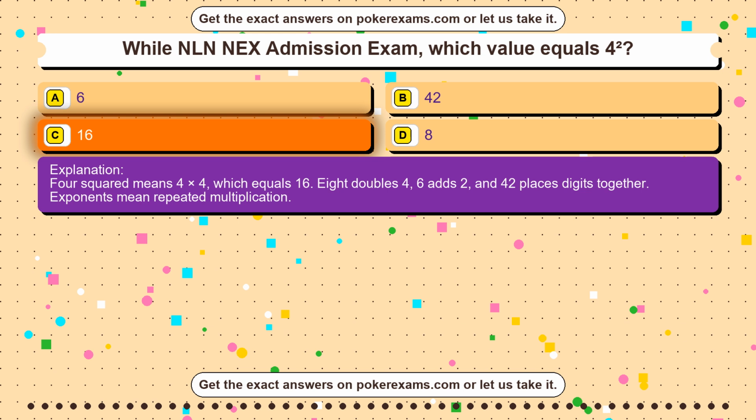8 doubles 4, 6 adds 2, and 42 places digits together. Exponents mean repeated multiplication.